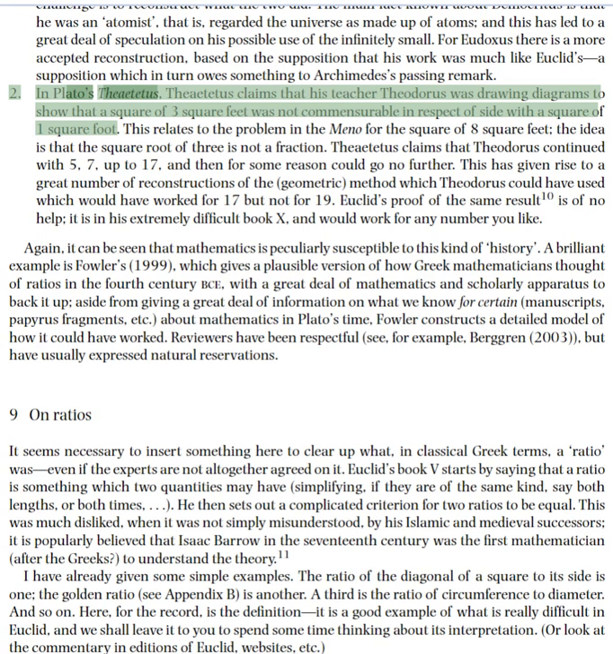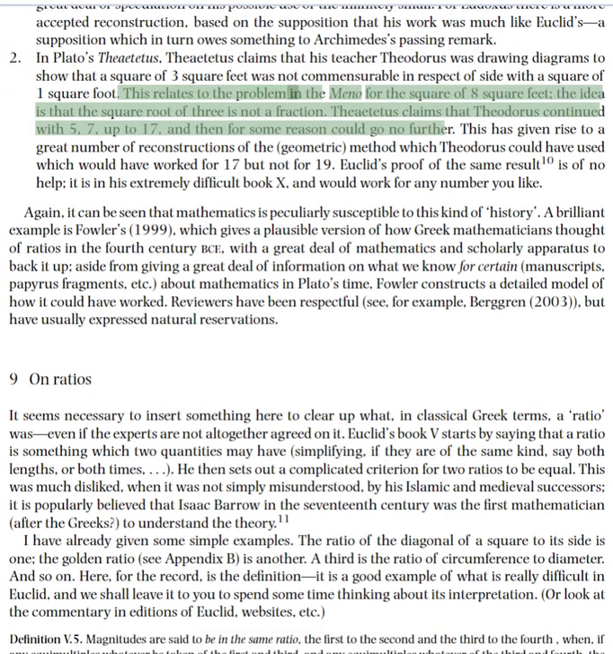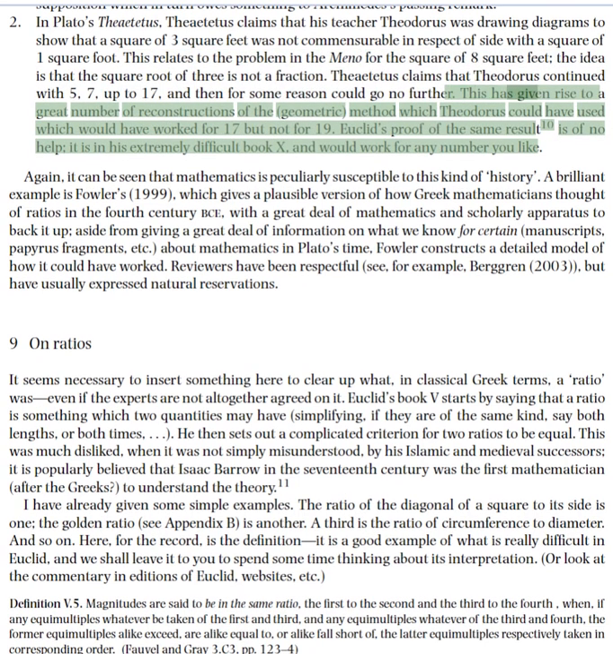2. In Plato's Theaetetus, Theaetetus claims that his teacher Theodorus was drawing diagrams to show that a square of 3 square feet was not commensurable, in respective side, with a square of 1 square foot. This relates to the problem in the Meno for the square of 8 square feet. The idea is that the square root of 3 is not a fraction. Theaetetus claims that Theodorus continued with 5, 7, up to 17, and then for some reason could go no further. This has given rise to a great number of reconstructions of the method which Theodorus could have used, which would have worked for 17, but not for 19.